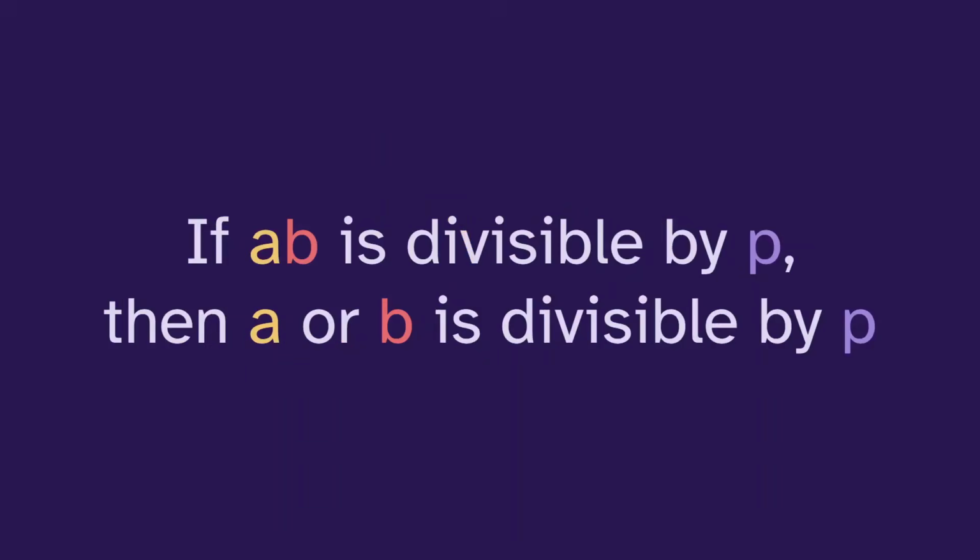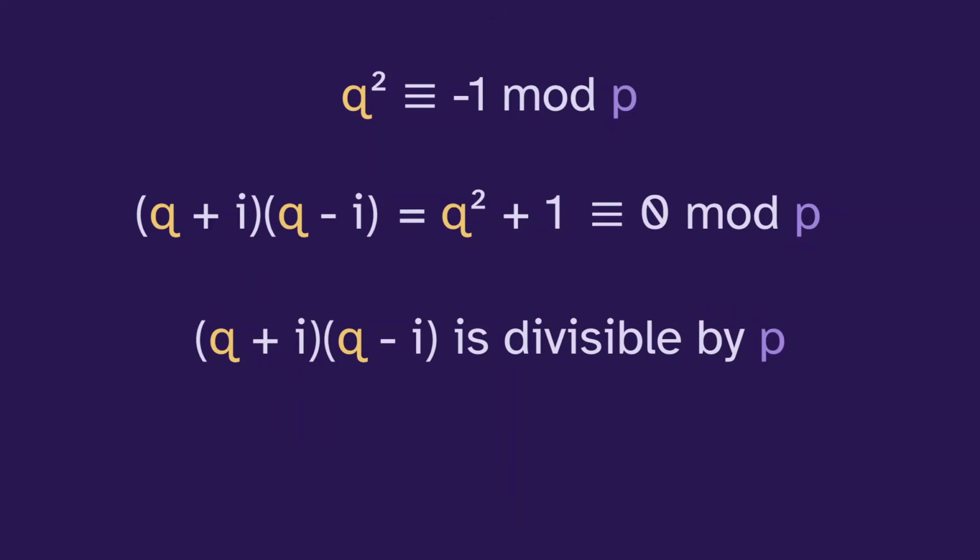Now let's go back to our alternate definition of a prime. If AB is divisible by p, then A or B is divisible by p. So here, q plus i is our A, and q minus i is our B. And since their product is divisible by p, then if p were prime, at least one of them would also be divisible by p. But that's not true. If we divide each of them by p, we see that neither of these numbers are Gaussian integers. All of the coefficients are fractions. They're not integers. So neither of those two numbers are divisible by p.